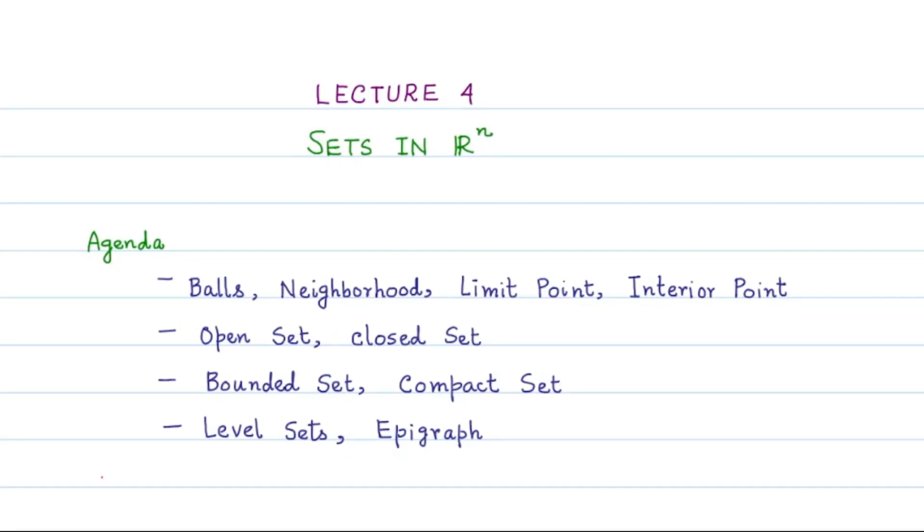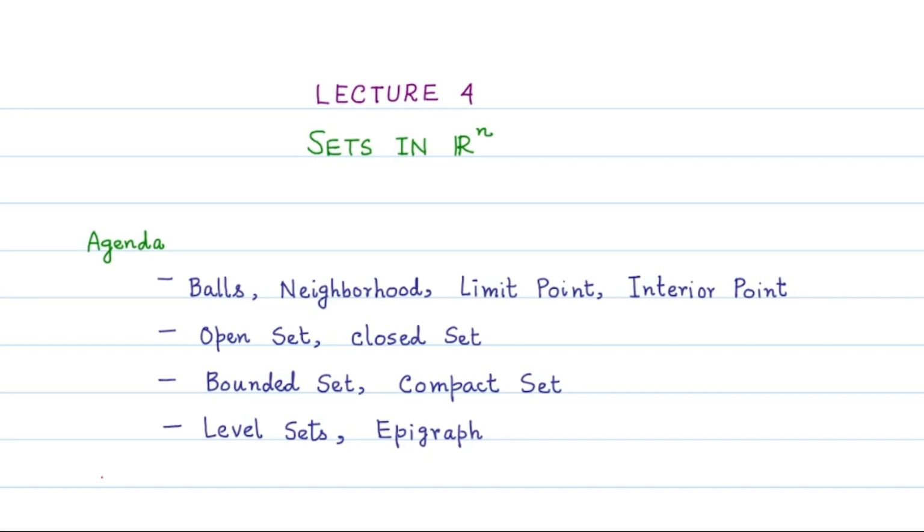In addition to the concept of neighborhood of a point in the n-dimensional Euclidean space, we will discuss the concepts of balls, limit point of a set, and interior point of a set. Thereafter, with the help of interior points, we shall define the notion of open set, and with the help of the concept of limit points, we shall define the idea of a closed set. Furthermore, the concepts of bounded set and compact set also will be discussed. Finally, for a given function of several variables, the concepts of level sets and epigraph will be described.